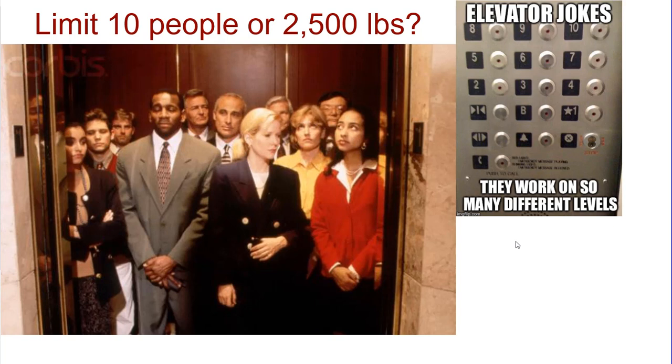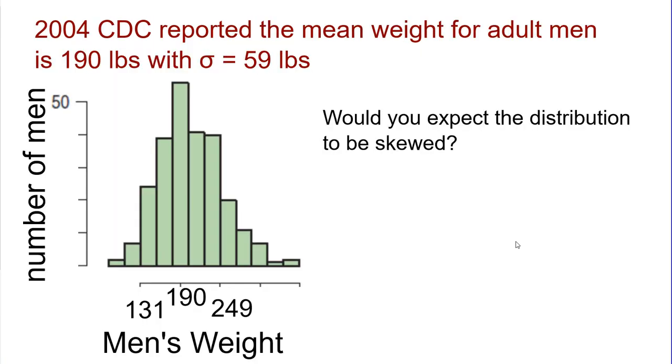All right, so the CDC, I get this going. There we go. In 2004, the CDC reported the mean weight for adult men to be 190 pounds with a standard deviation of 59 pounds. So we're going to just focus in on men. So what is the probability that a random sample of 10 American adult men, with an average weight of 190 pounds and a standard deviation of 59 pounds, is going to overload the 2,500 pound limit on the elevator?